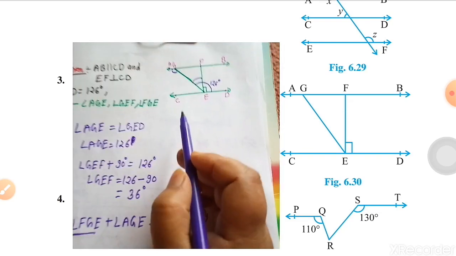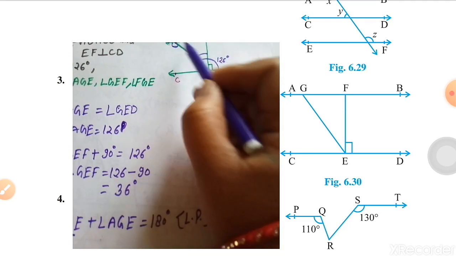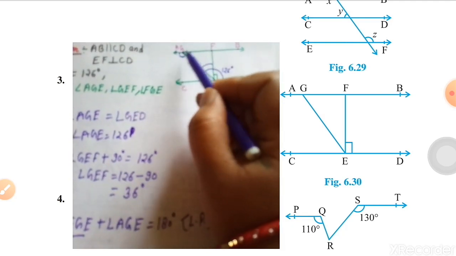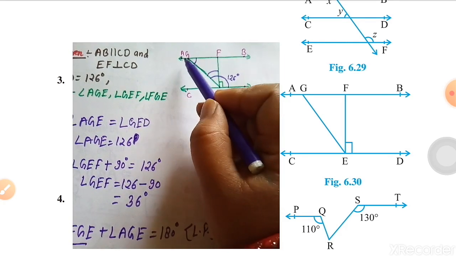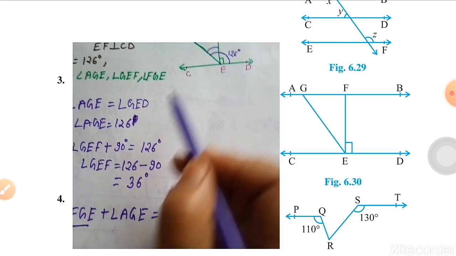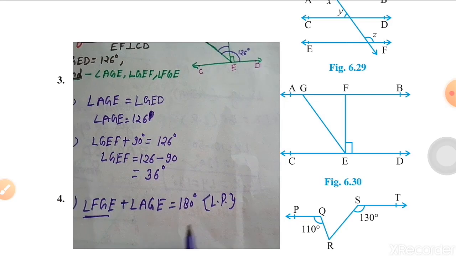If you see the figure closely, to find the value of FGE, you have to find this angle. If you add this angle and this other angle, these two angles will be 180 degrees, because this is 126, which we already found in the first part. If we add these two angles, we get 180 degrees, because they are a linear pair.